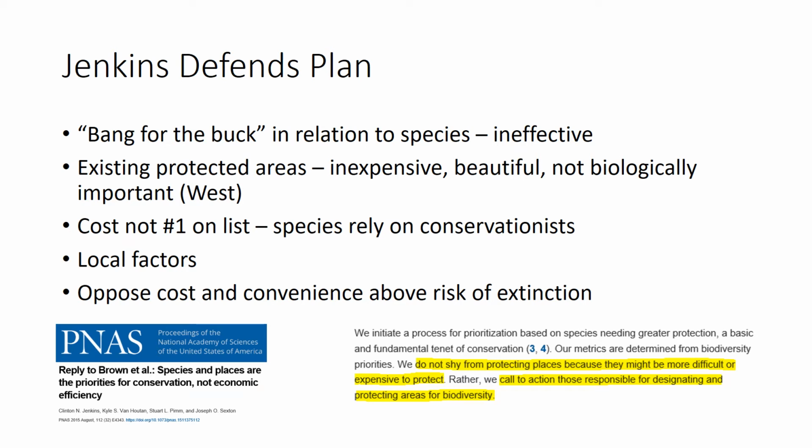Jenkins defends his plan by arguing that the bang for the buck approach in relation to species is not effective. Existing protected areas are inexpensive and beautiful, but not biologically important. Cost should not be number one on the list because species rely on conservationists. Local factors should be taken into account, and cost and convenience should be opposed above risk of extinction.